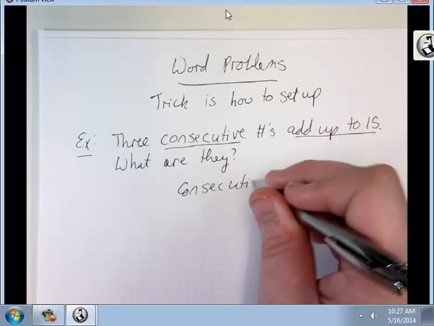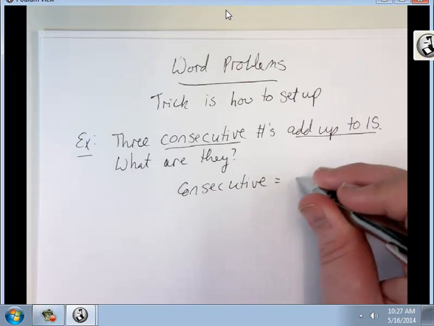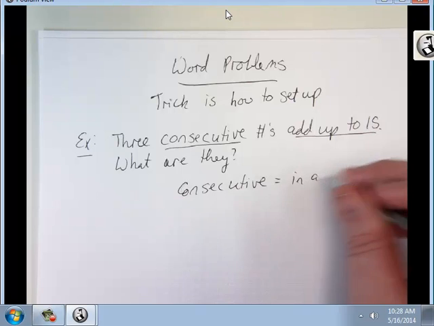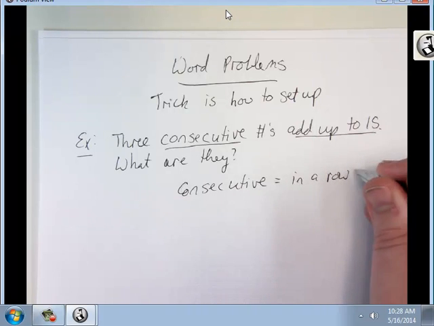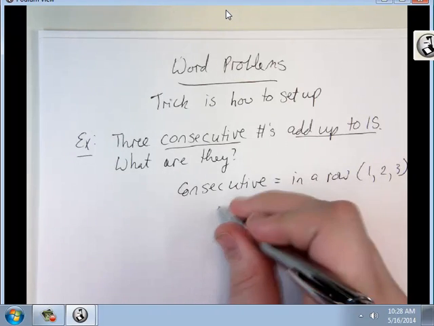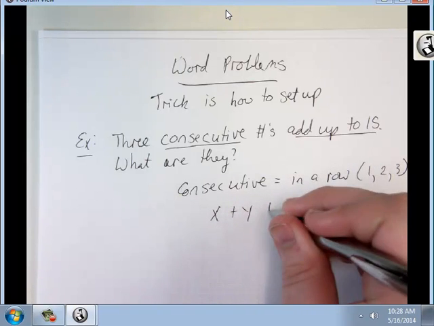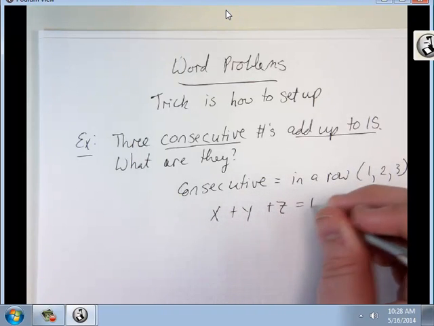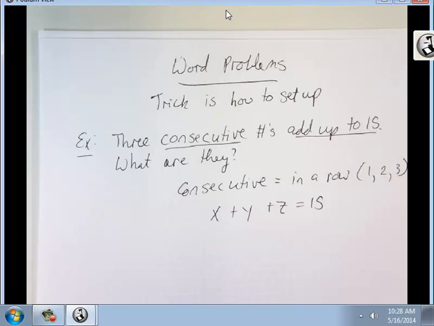Consecutive means in a row, 1, 2, 3, like that. So I need three consecutive numbers that add up to 15. So x plus y plus z equals 15. Well, I don't know what x, y, and z are. How am I going to do this?